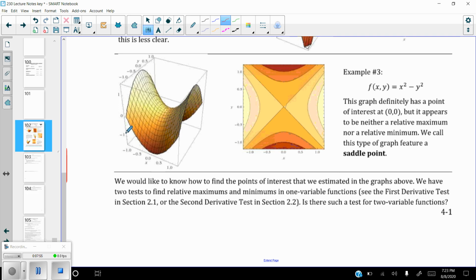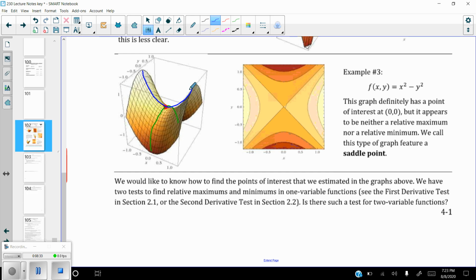But the interesting thing about this x squared minus y squared graph is right here at 0, 0, there is a point of interest. It looks like you could have a relative maximum there. And if I look at it from this direction, in the direction of x right here, and then it kind of goes back down around the other side, which is hard to see, that's definitely a relative maximum. But the point also looks like it could be a relative minimum if I start up here and slope down here and then come back up. It could also be a relative minimum.